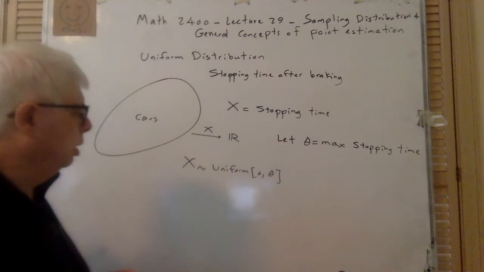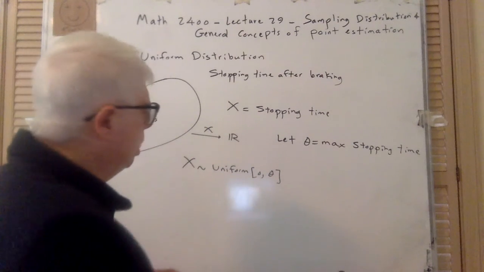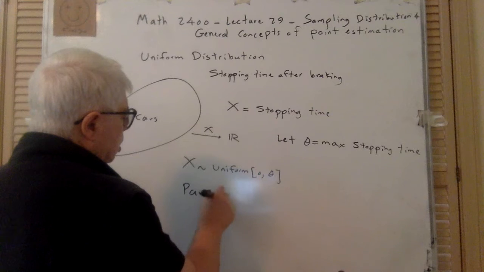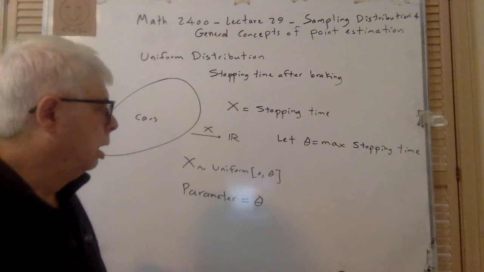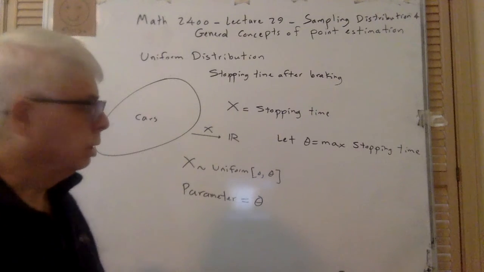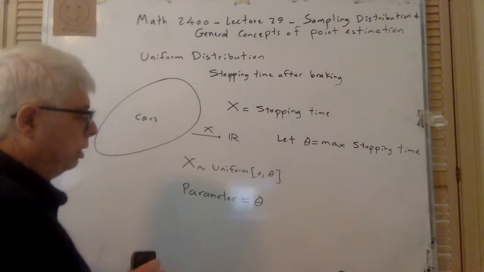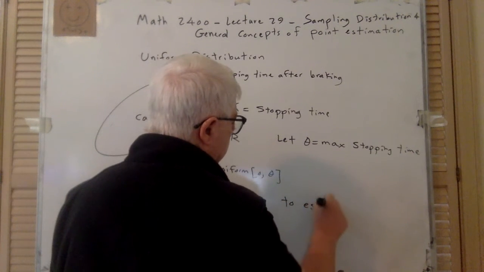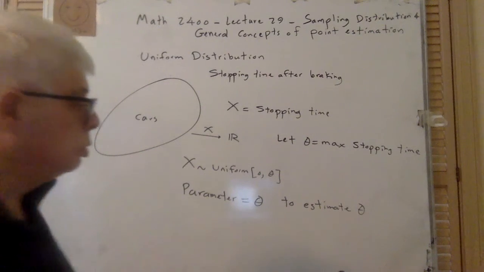Now, it seems that this has some parameter. So what is the parameter here? The parameter is theta. So what should theta hat be, so that the expected value of theta hat, in fact, is theta? That's what we are trying to find. So the parameter to estimate is theta, that's the maximum stopping time.